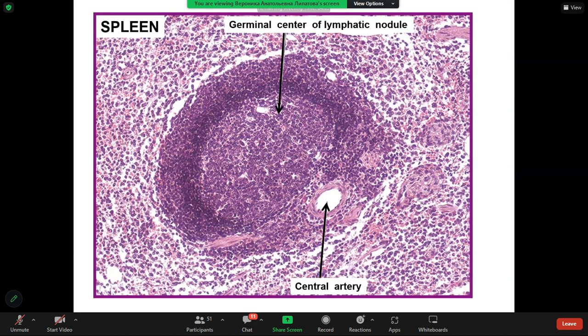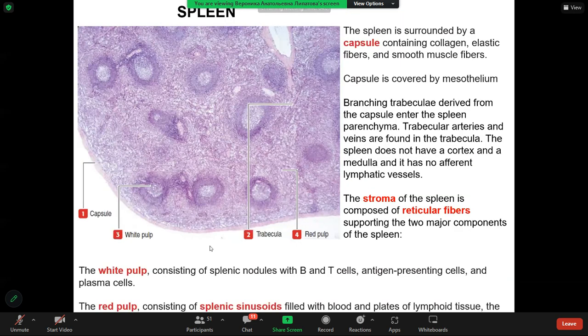This picture summarizes all the features that we can recognize in practical class: mesothelium, capsule, nodule in white pulp. After this, stroma by reticular fibers and reticular cells, white pulp consisting of splenic nodules and periarterial sheath. Nodule are B-zone. T cells are situated in T-zone or PALS.